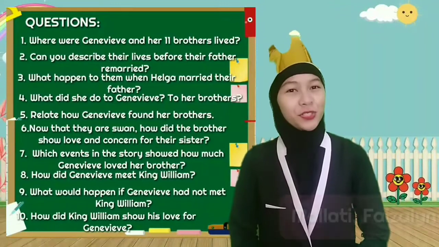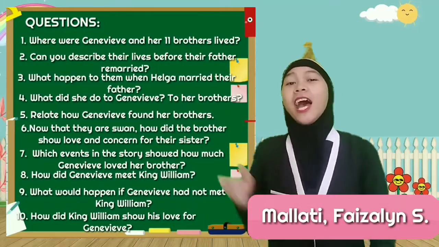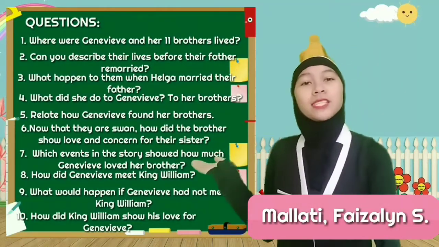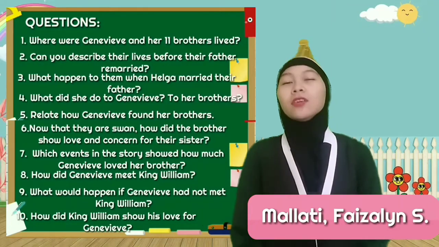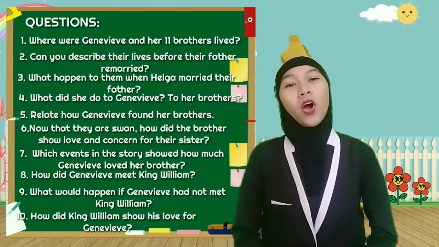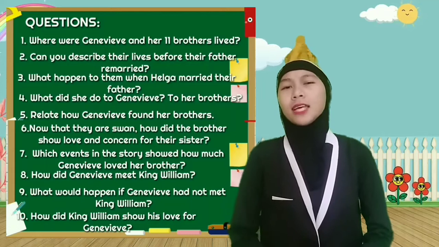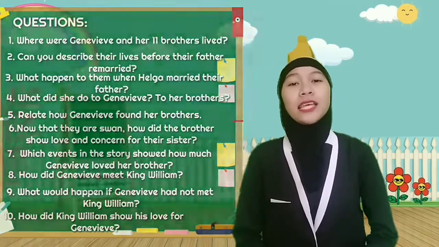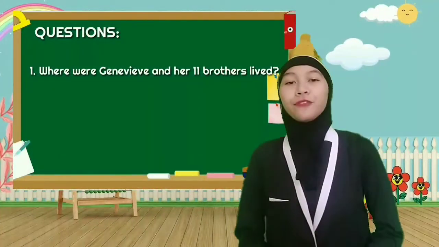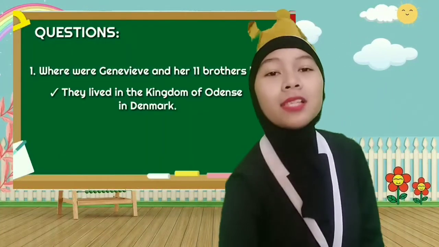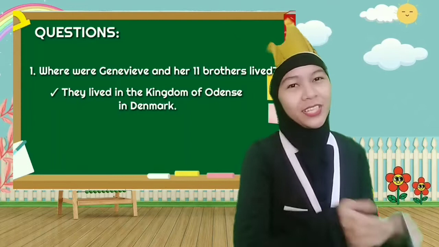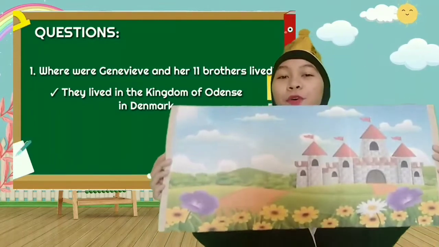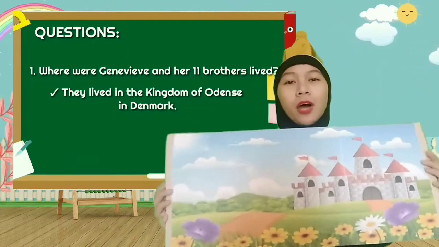Let's see if you truly understood the story. I have here the following questions posted on the board, and you need to answer these as we go on in our discussion. Let's read the first question. The first question is, where did Genevieve and her 11 brothers live? Very good. They lived in the kingdom of Odense in Denmark.